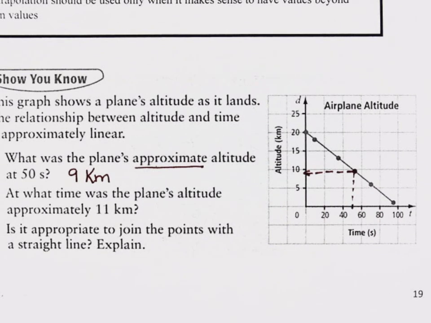Would 25 kilometers make sense here? Where's 25? Right up there. Is that anywhere near there? Did the plane even get to 25? It did not. Okay, what was the time that the plane's altitude was approximately 11 kilometers?